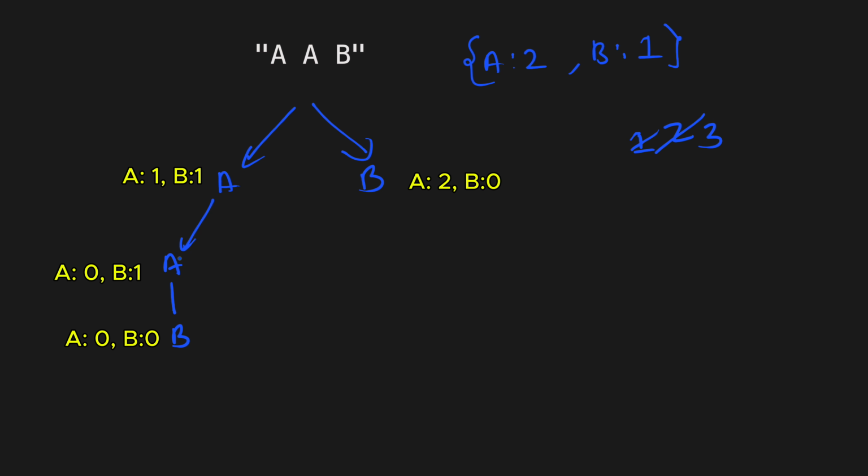And now since we have used all the characters in the map, we can backtrack by restoring the character B and then restoring the character A and come to this point. And this time we will choose character B, and now we have one character A remaining and no B remaining, and the sequence will be AB. So we increment the sequence count to 4.